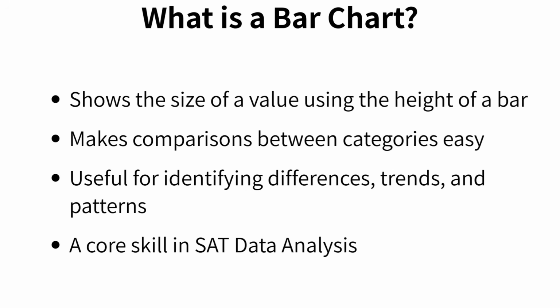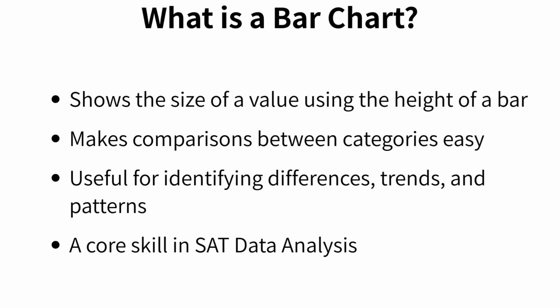Before we begin solving problems, let's make sure we understand what a bar chart actually shows. A bar chart represents the size of a value using the height of a bar. Each bar stands for a category, such as products, months, or groups, and the taller the bar, the larger the value. Bar charts are extremely useful when you want to compare categories quickly. For example, if you want to see which product sold more units, or which group had a higher score, a bar chart makes the comparison visual and immediate.